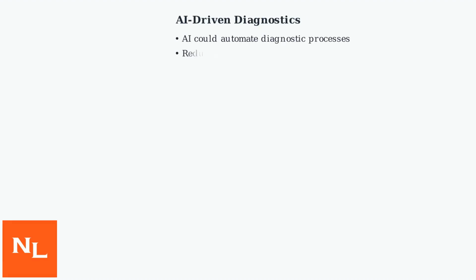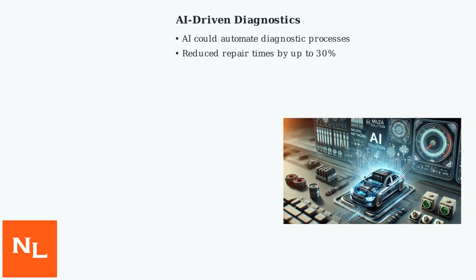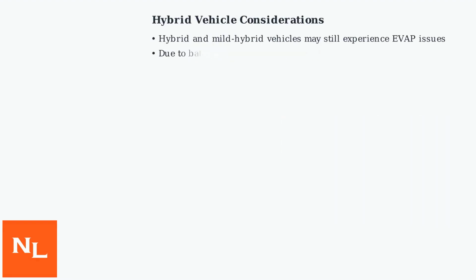Artificial intelligence integration in automotive diagnostics could revolutionize EVAP system troubleshooting. AI systems may automate the identification and fixing of issues, potentially reducing repair times by 30% through predictive algorithms and smart recommendations. Hybrid and mild hybrid vehicles, while more efficient, may still encounter P0443 and related EVAP codes. This can occur due to interactions between the battery management system and traditional fuel components, requiring specialized diagnostic approaches.